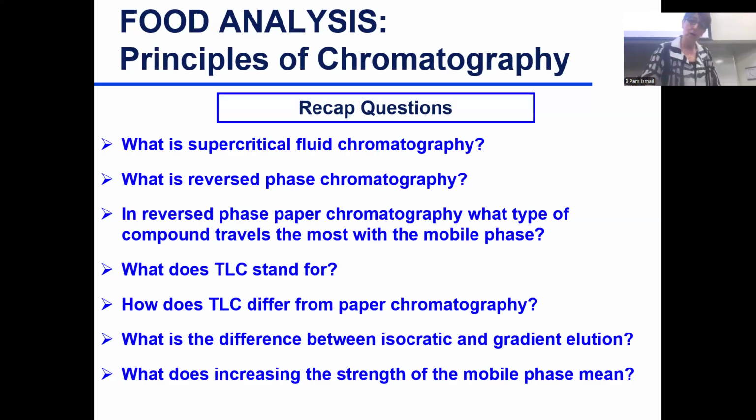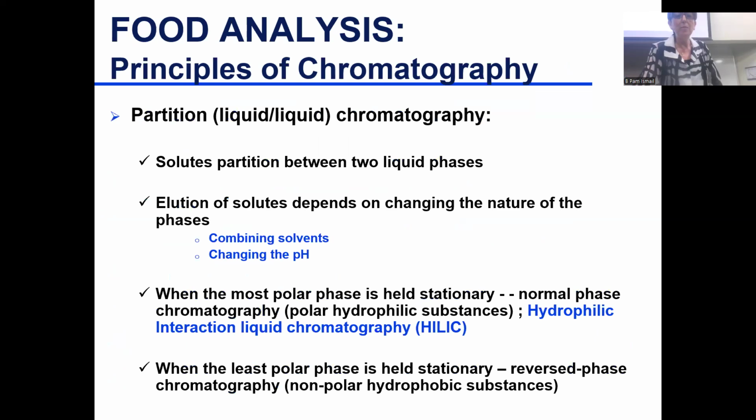All right. So I moved a couple of slides into different orders because it made more sense to talk about partition first, because paper and thin layer chromatography are partition chromatography. So I wanted to continue talking about column liquid chromatography by talking about partition first and then adsorption. You have those slides, I just moved the order.